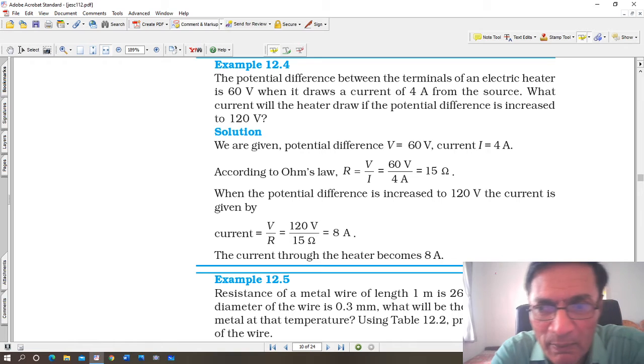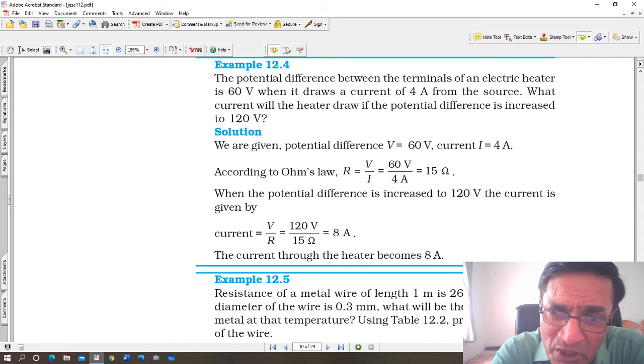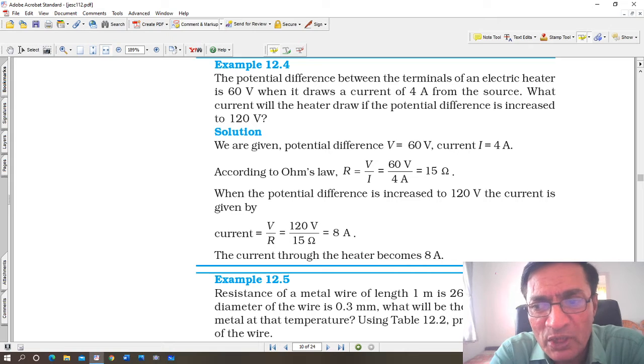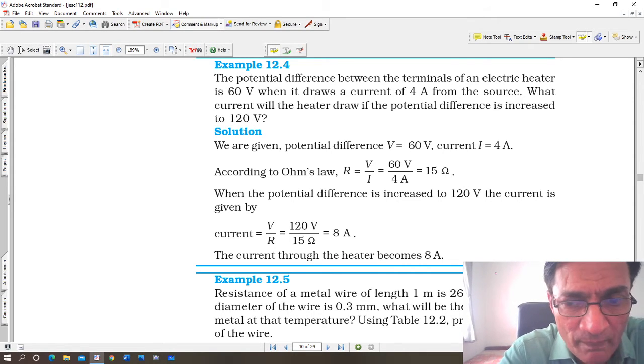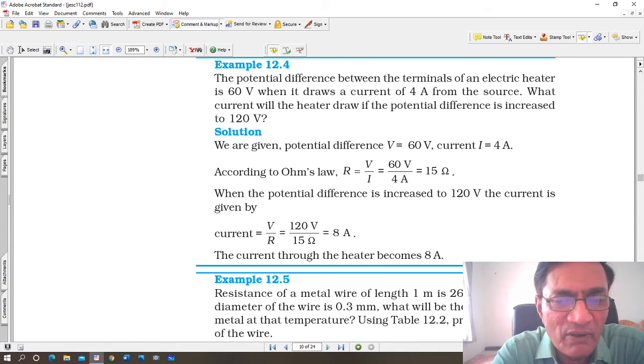So see, we are given potential difference 60 volts, current 4 amperes, and according to Ohm's law you get V upon I, or 15 ohms. The resistance has come. Now we use the same resistance when the potential difference is increased to 120 volts, as it is given in the question. So 120 volts upon 15, and that is 8 amperes of current that will flow through it.